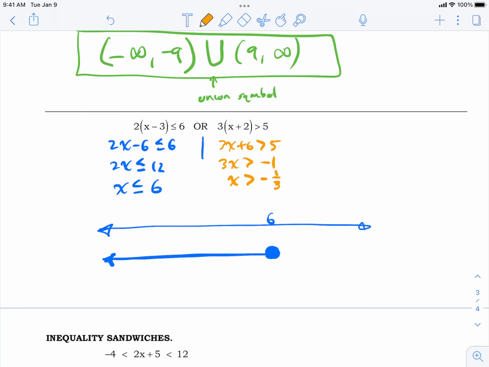Anyway, x is greater than negative 1/3, so where's that? Negative 1/3, well, if 6 is over here, negative 1/3 is over here someplace, right? Greater than, it's a strict greater than, so it's an open circle. Take all of these.